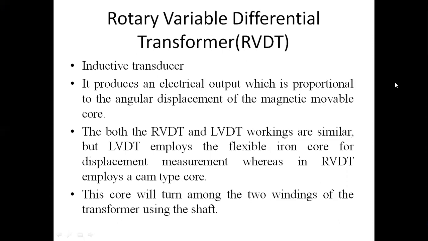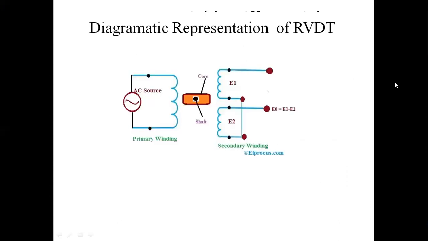So when you are talking about an RVDT, it converts angular displacement to an electrical signal, and the input given will be a differential value of rotary variable, that is the angular rotation, to generate the voltage output. So this is the diagrammatic representation of the RVDT. The variation from the LVDT is only that it is a rotary core differential transformer.